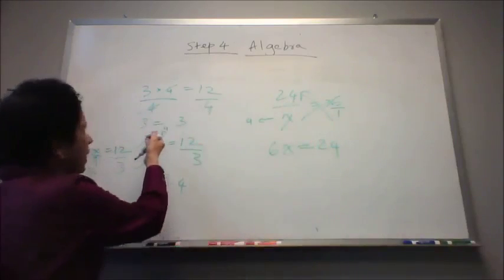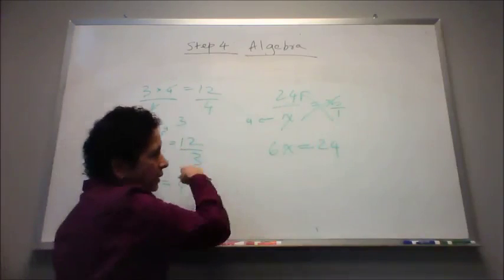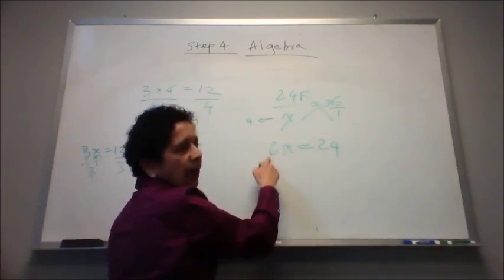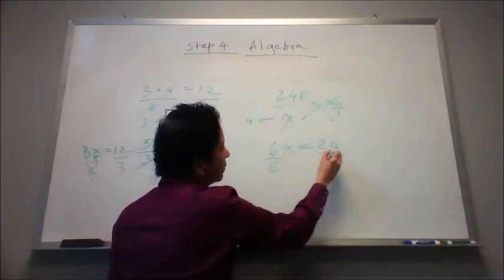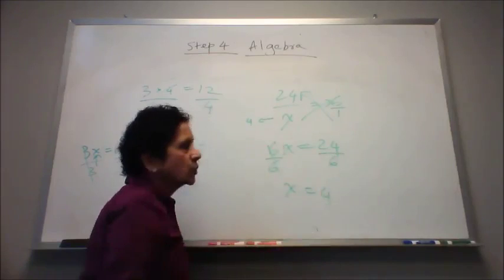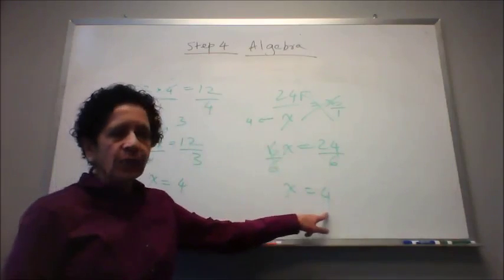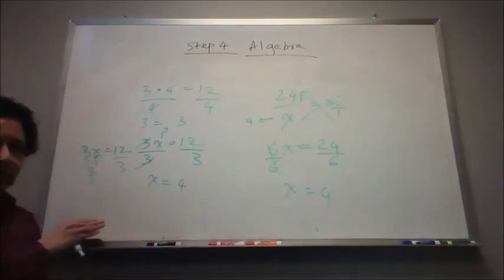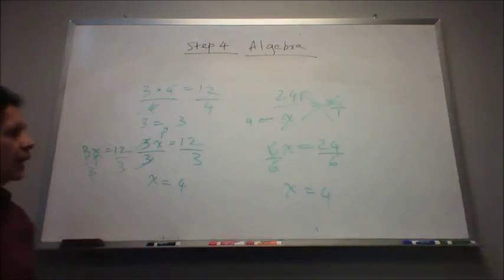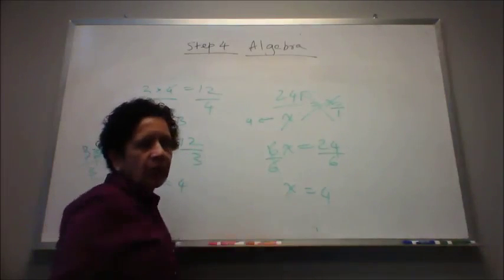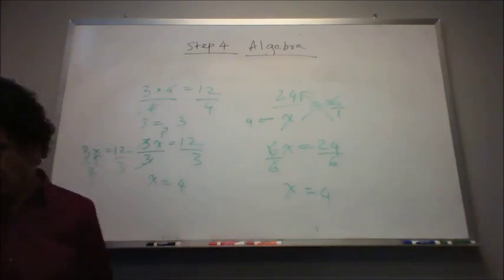Now I will use this multiplication kind of rule. 6 times x, but I don't like the 6, so I will divide both sides by 6. Then I have x equals 4. That's what we said before, and that's exactly what we got, okay? So whenever you have a division, you can just cross multiply, and then use this multiplication rule to get to the x value. So that's how you solve for x.